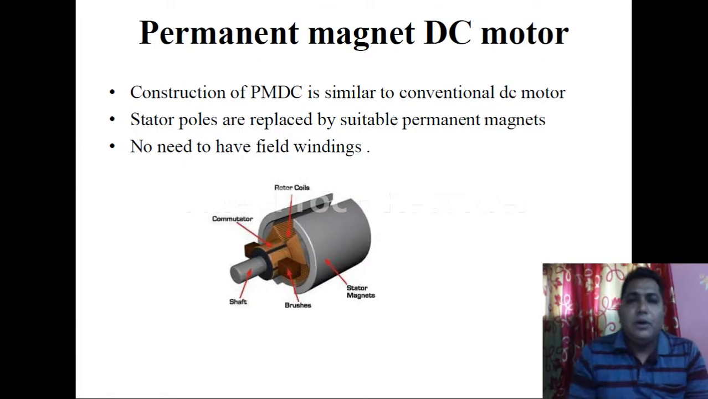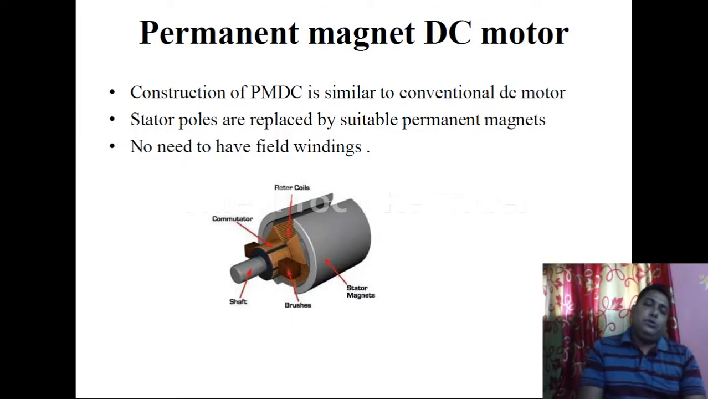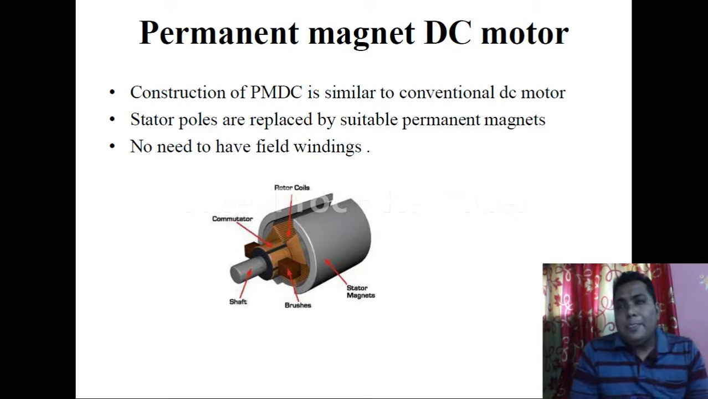Now the permanent magnet DC motor is a little bit of a modification of this conventional DC motor.